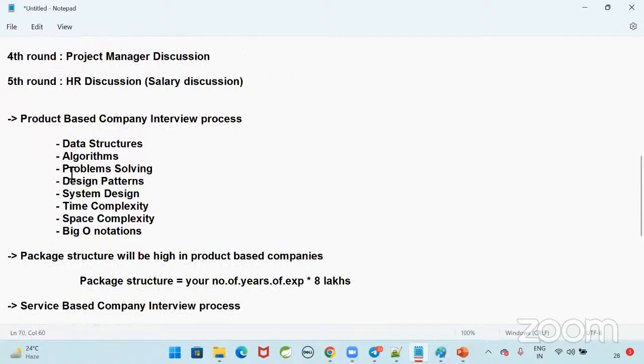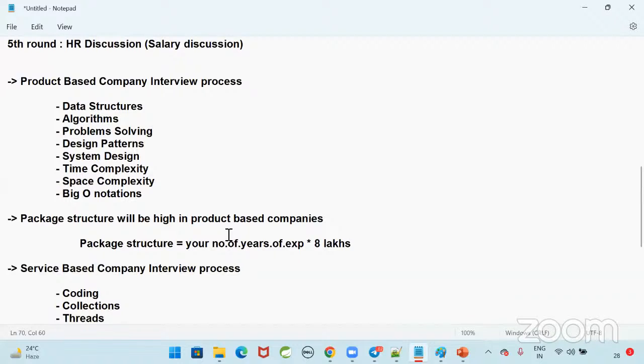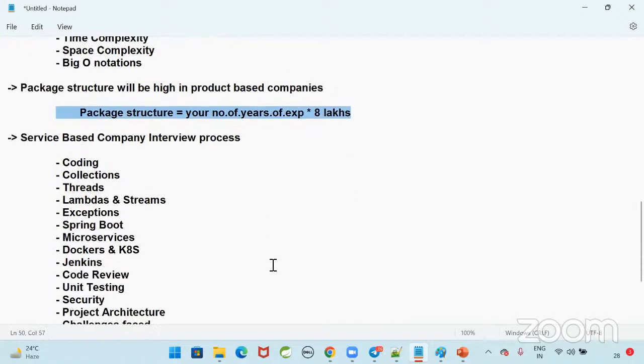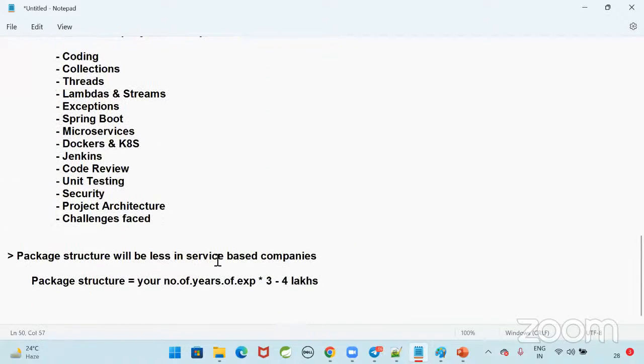But if you go for Oracle with 3 years of experience, how much can you ask? 20 to 24 lakhs package you can ask in Oracle. That much they will give you. Product-based companies' packages will be high. Service-based companies' packages will be less compared with product-based companies. Are you guys clear with my point?